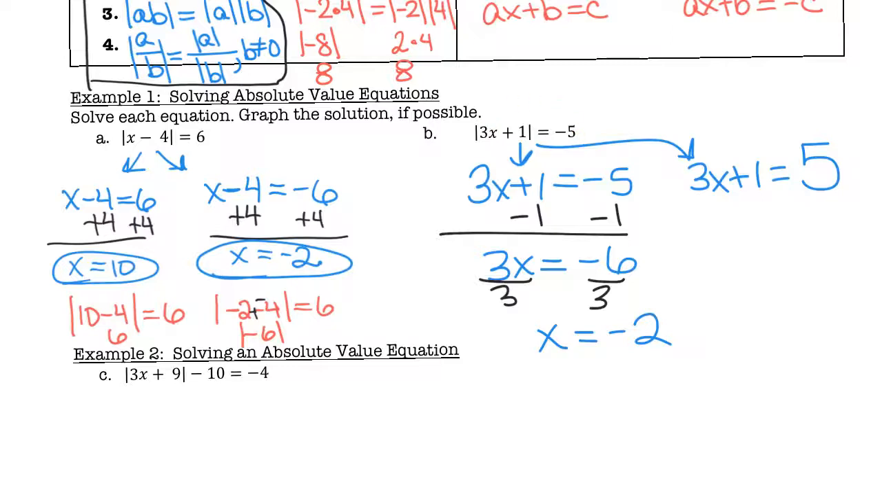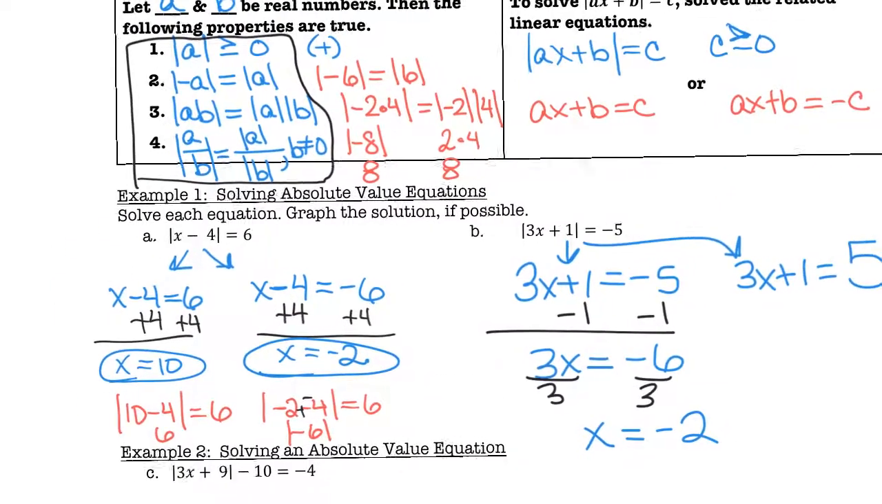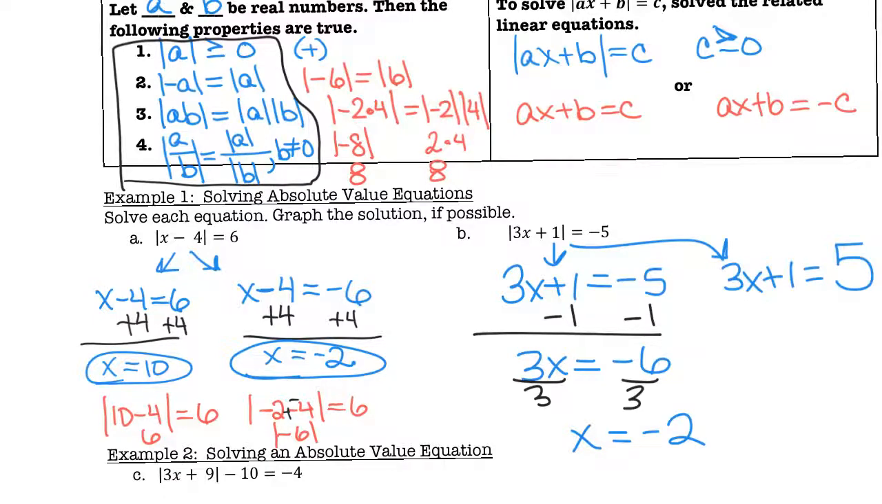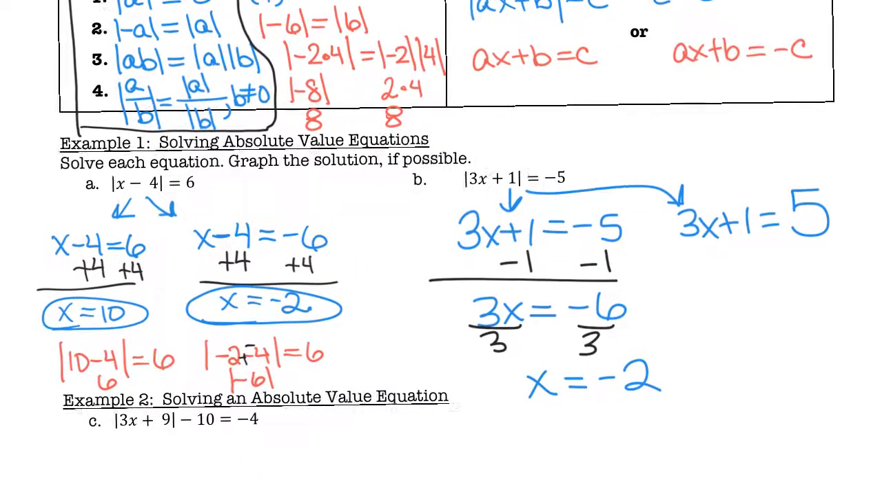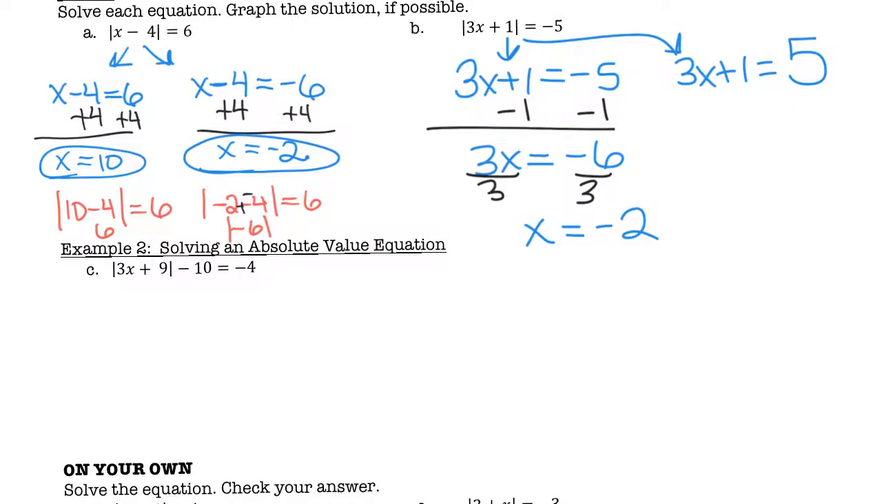Uh-oh. So when we check it, there's no way that this could equal -5. Nothing that we put in here is going to equal -5 because when you take the absolute value, you should get a positive number. This does not follow this property up here. So you do not need to solve and check.